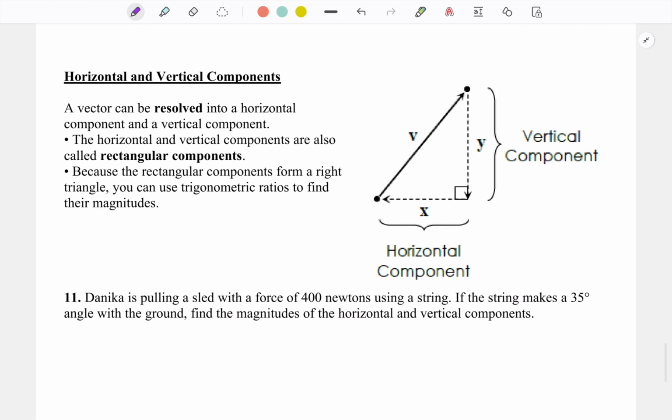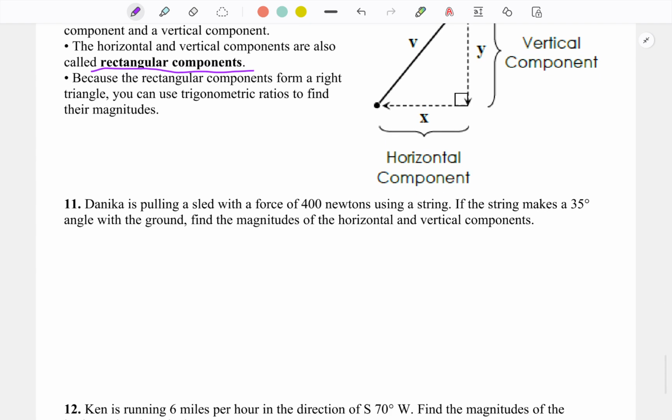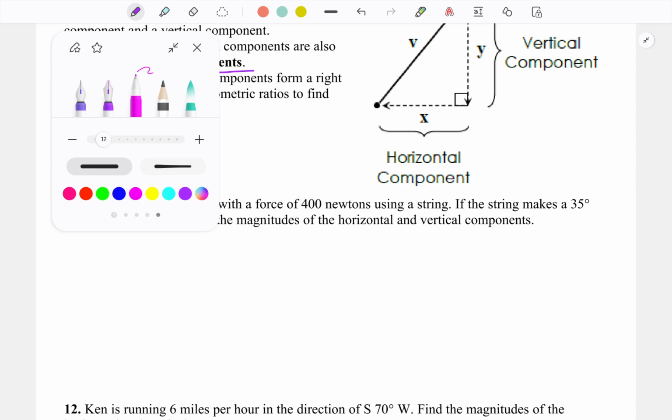All right, so for our last couple of problems, we're dealing with horizontal and vertical components. Your vector can be resolved into a horizontal component and a vertical component. The horizontal and vertical components are also called rectangular components. Because the rectangular components form a right triangle, you can use trigonometric ratios to find their magnitudes. So we're going to be using trig functions.